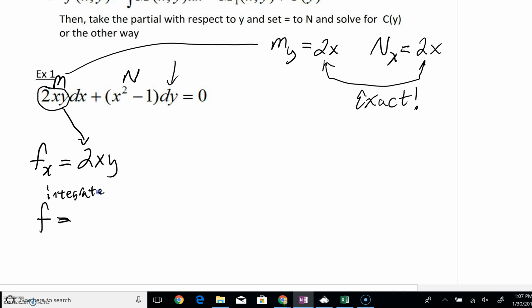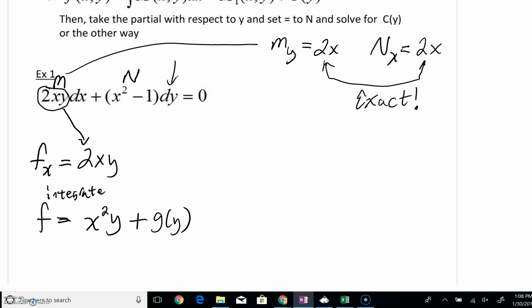What's the antiderivative of 2xy with respect to x? What do you think? x squared y. But you'd say, well, there's some constant. Well, remember, y is thought of as a constant in this regard, isn't it? So just like we did in our last chapter, we did this recently in multi.